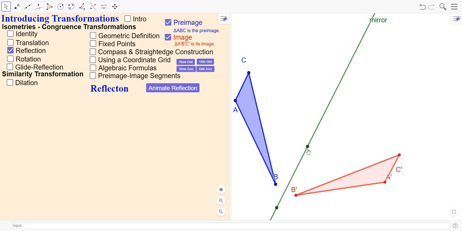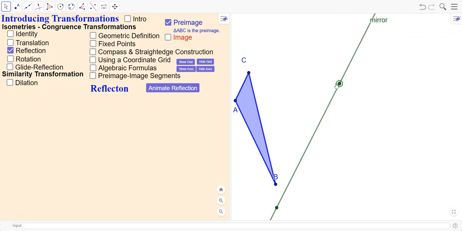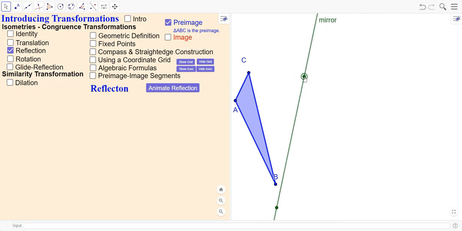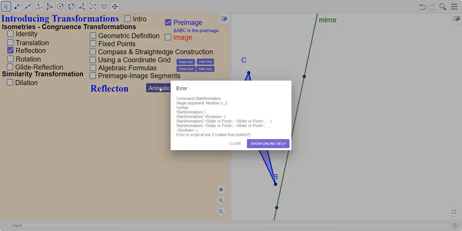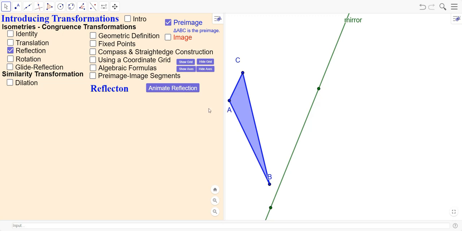In a reflection, what we do is we have a pre-image point and we have a mirror line. And what we do is we reflect. So what do we do here? We want to take this and flip it over this line.